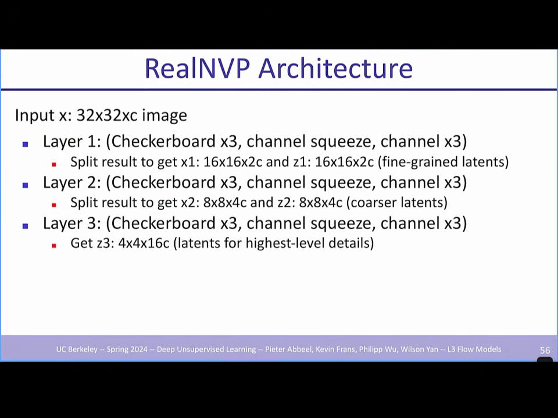There are some details. In goes a 32 by 32 by the number of channels, which is 3, an RGB image. And then there's a question: how do you order these variables? Essentially, the variables are ordered so that you can do this conditioning in more complicated ways. What's the first half? What's the second half?